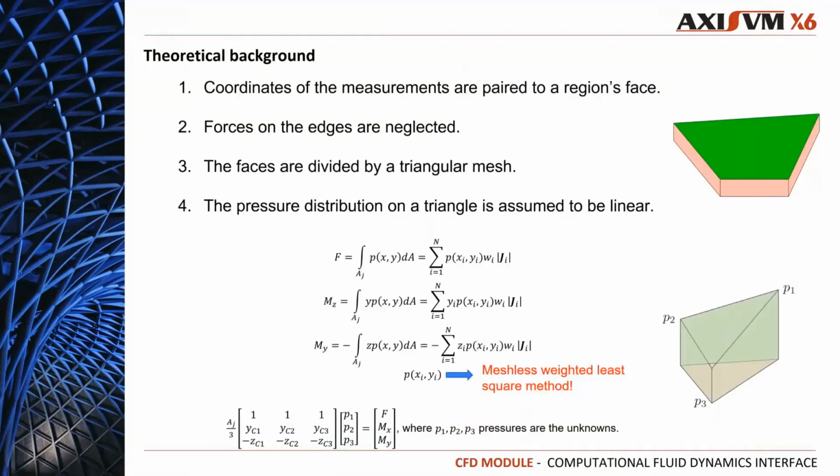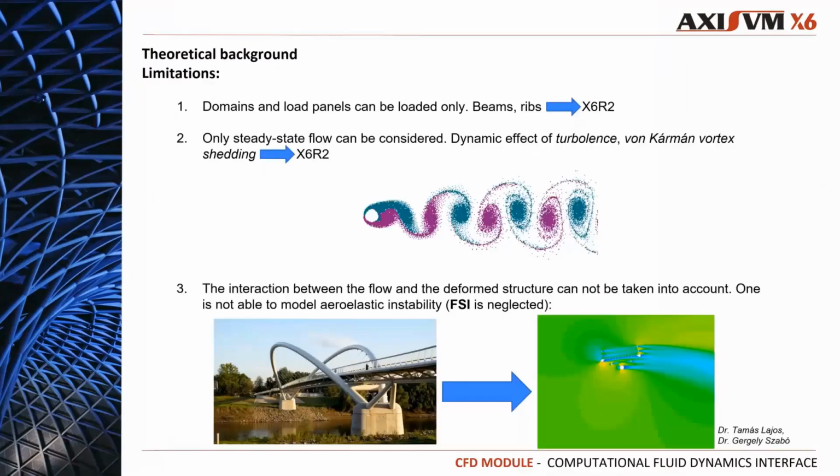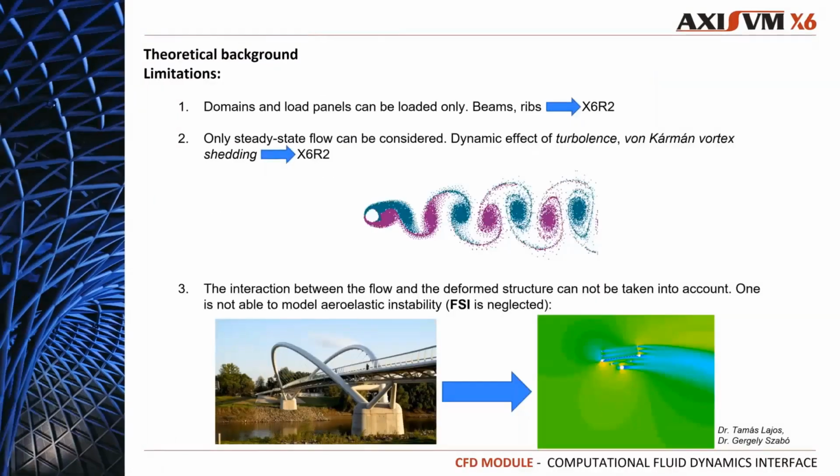And it happens if the area of this triangle is non-zero. Okay, so we can calculate these pressure values. What are the limitations of this module? First of all, in the first release, we only deal with load panels and domains. The beams and ribs will be implemented in the second release.